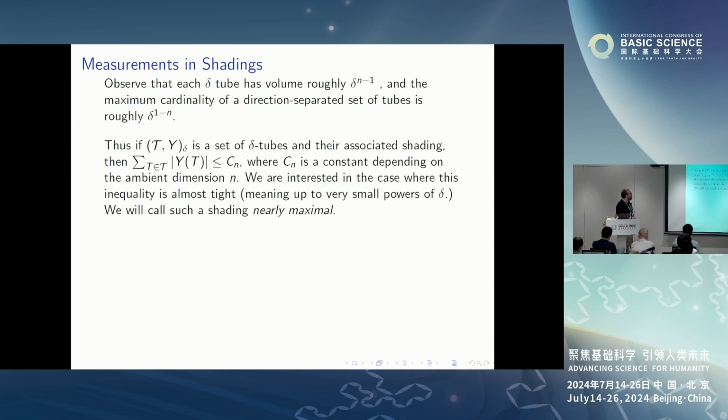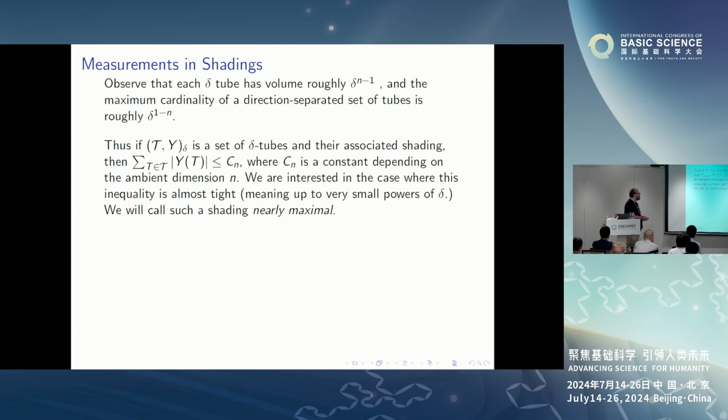And so if I take the sum of the measures of all of the shadings of the tubes, Y of T is called the shading of the tube because I think of it as the part of the tube that I'm looking at, so I've shaded it. Then the total measure there is at most a constant. I want to say at most 1, and I want to throw away all my constants, but basically because it's bounded by delta to the n minus 1 times delta to the 1 minus n.